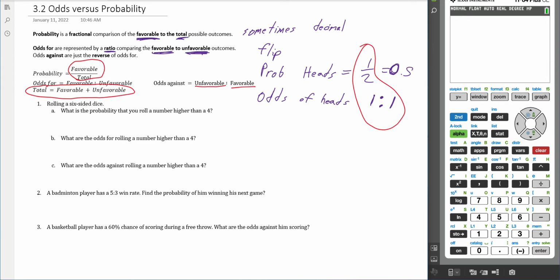Rolling a 6-sided dice, what is the probability that you'll roll a number higher than a 4? If you think about a 6-sided dice, there are 6 sides numbered 1, 2, 3, 4, 5, and 6. What's a higher number than 4? Well, 5 and 6. So for probability, 2 out of the total 6 options are higher than 4, and we can simplify that to 1 out of 3.